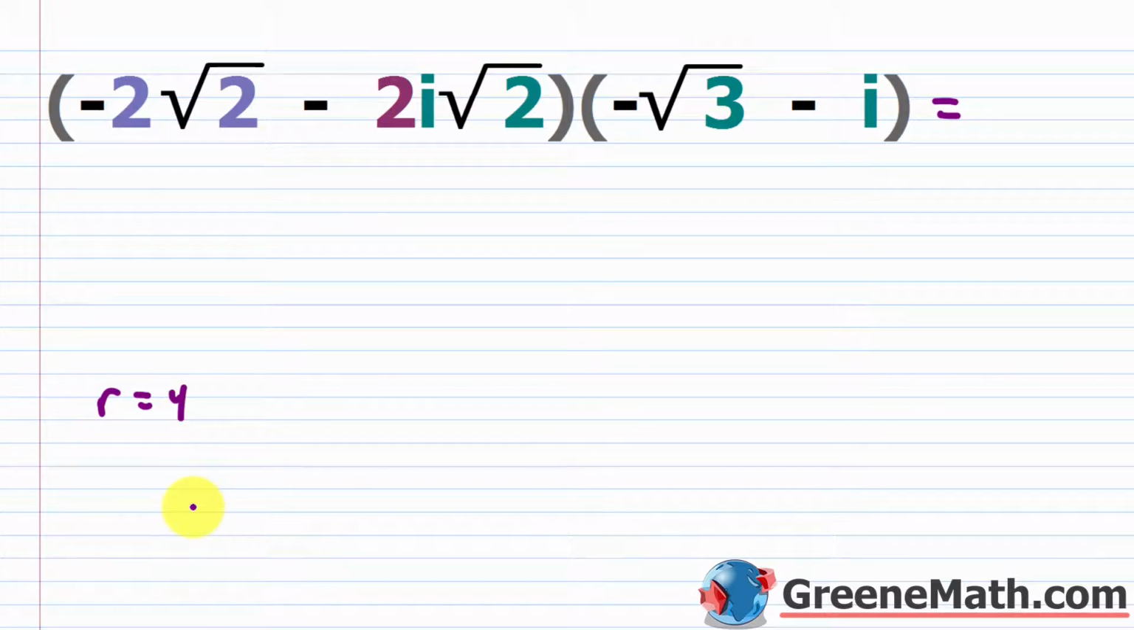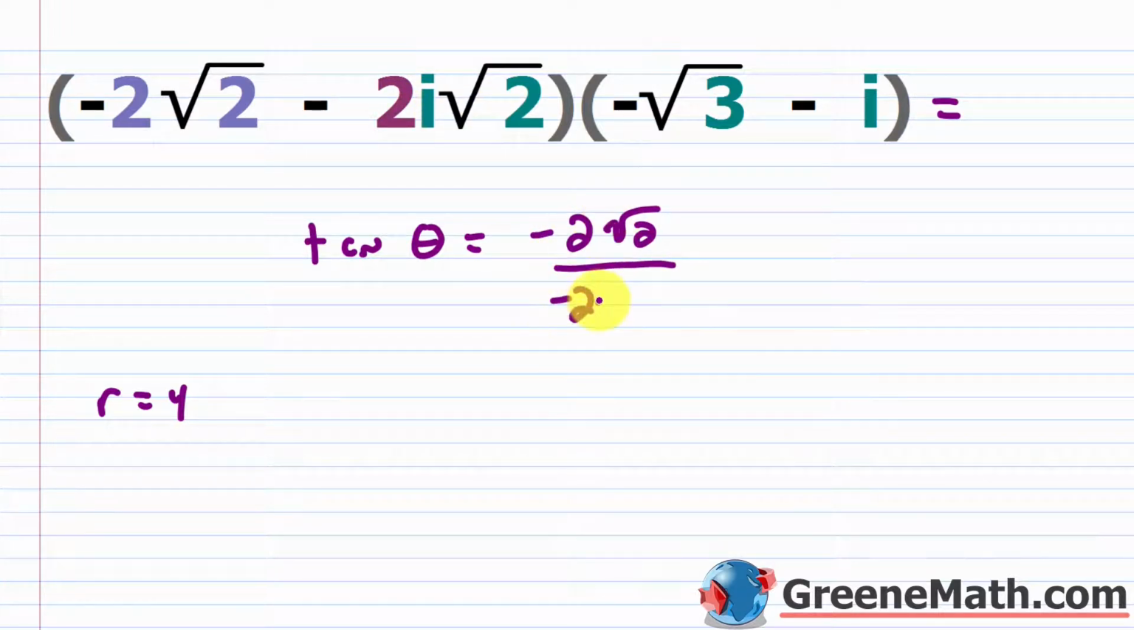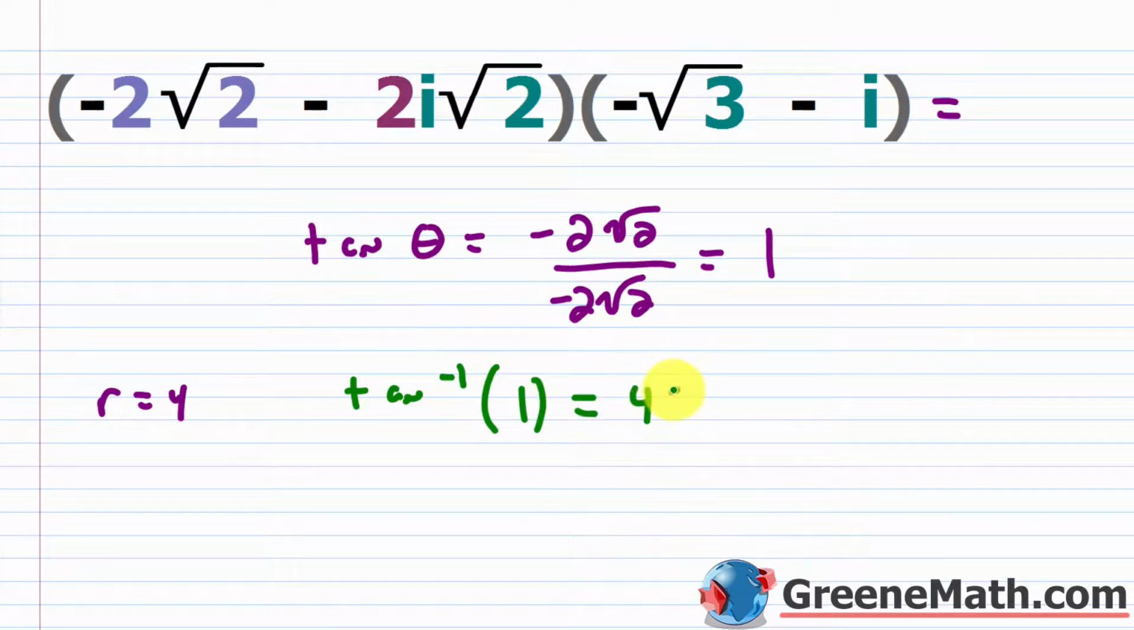Now for the argument, theta, or you could say the direction angle, if you think about this as a vector, the tangent of this theta is the imaginary part over the real part, right? The b over the a, or you could say the y over the x, however you think about this. So I'm going to take the negative 2 times square root of 2 over negative 2 times square root of 2. Well, this is basically going to be 1, right? So the tangent of theta equals 1. If we use our inverse tangent function, so tangent inverse of 1, what is this going to give me? Well, if I'm working with degrees, I'm going to get 45 degrees, okay?